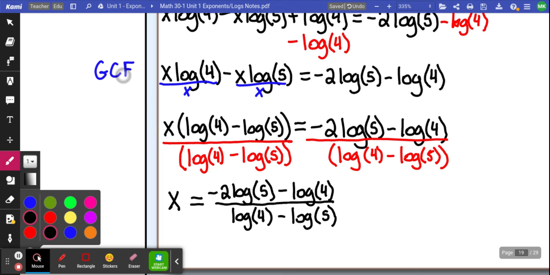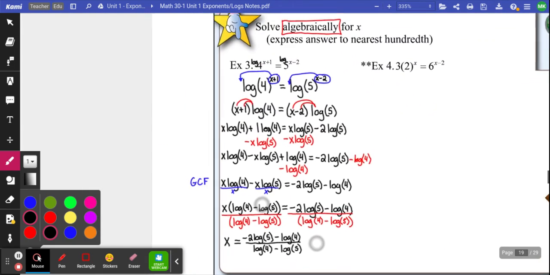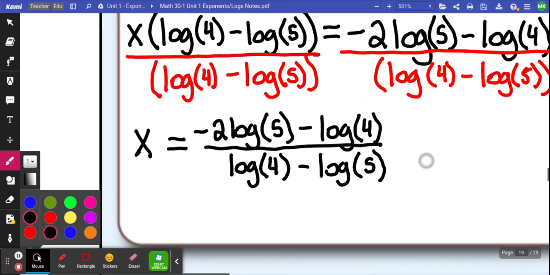That answer is an exact value. If it wanted a decimal answer, then you could put that into your calculator in chunks and just solve it. Because they're all log base 10, it's actually not that terrible in your calculator. You just go negative 2 log 5 minus log 4, and you just do the normal calculations. The question asked, did it say what it wanted? Nearest hundredth. Okay. So if you try to put this in your calculator, I'm a little paranoid when it comes to my calculator. So I would actually probably calculate the numerator first, then calculate the denominator second, and then I would do the division. And that's just me being paranoid.